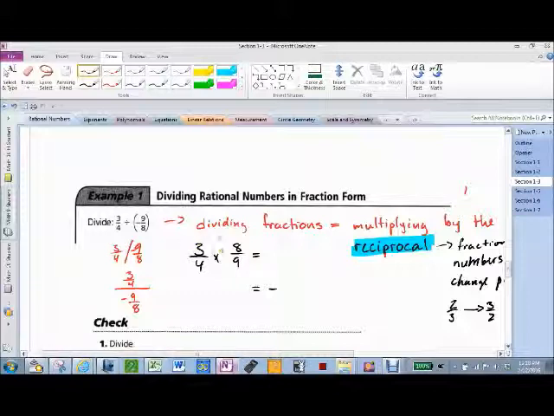Does something work with 9 and 3? 3. How many 3's fit into 3? 1. How many 3's fit into 9? 3. Does anything work with 8 and 4? 4. How many 4's fit into 4? 1. How many 4's fit into 8? 2. What's 1 times 2?